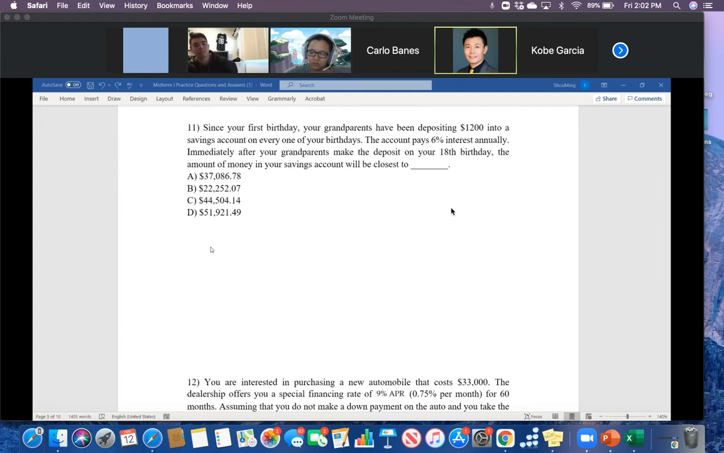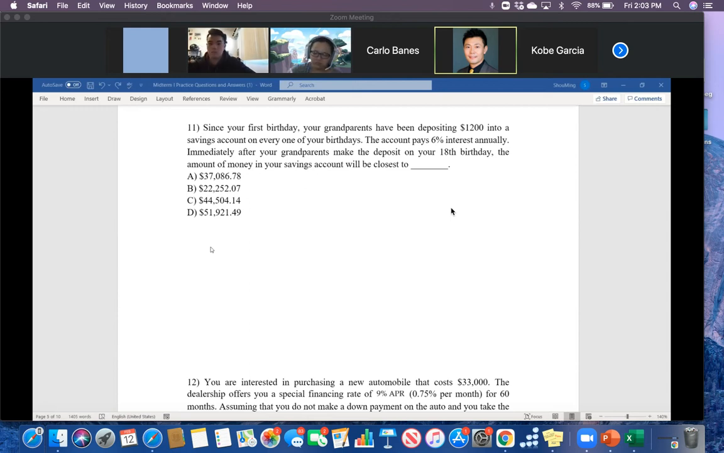Question 11. Since your first birthday, your grandparents have been depositing 1,200 in a savings account on every one of your birthdays. The account will pay you 6% interest. Immediately after your grandparents make the deposit on your 18th birthday, what is the money amount in the account?